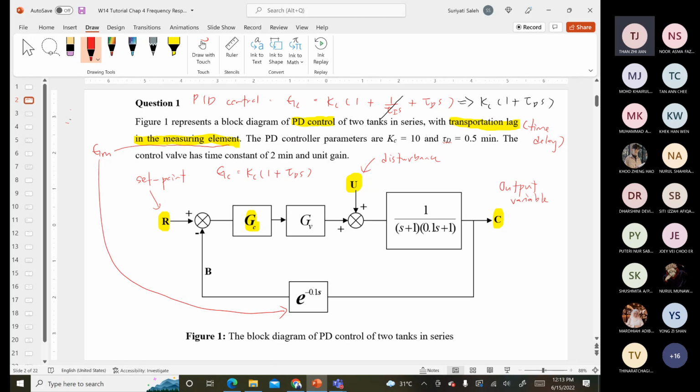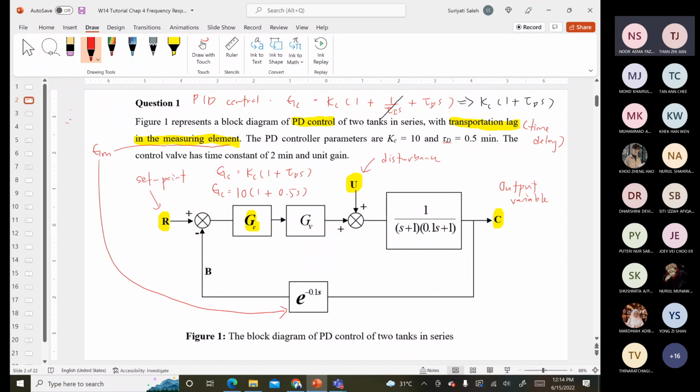And then they give you the information of the controller parameters for PD, which is Kc equal to 10 and tau D 0.5. So we will just substitute inside the equation: Kc equal to 10, 1 plus tau D, which is 0.5 s. So that completes the GC and the measuring element.